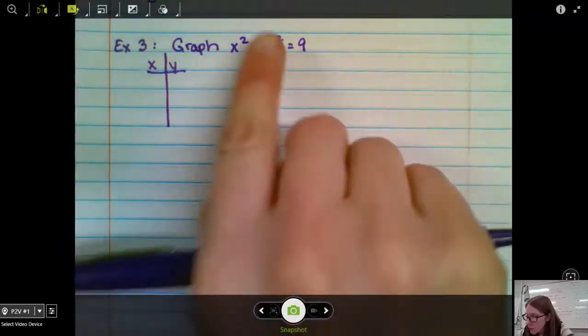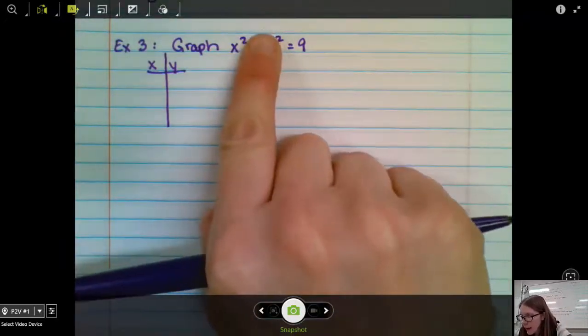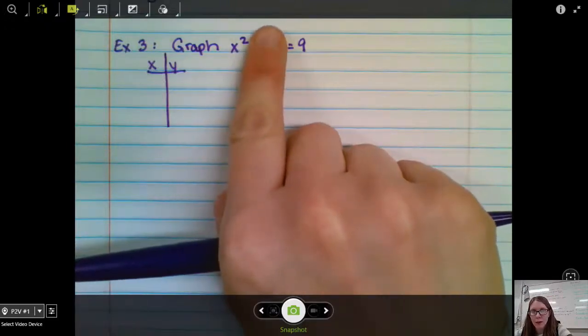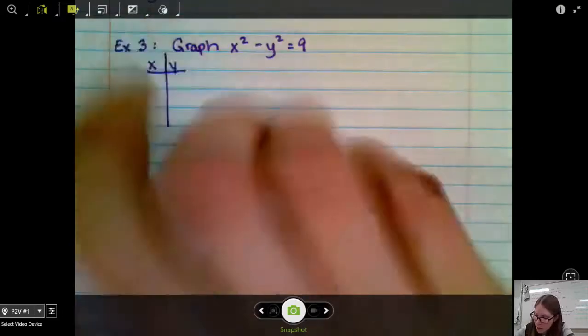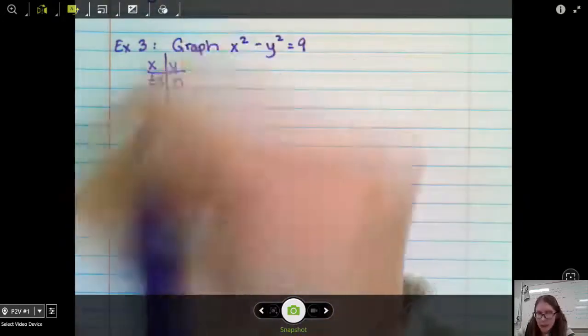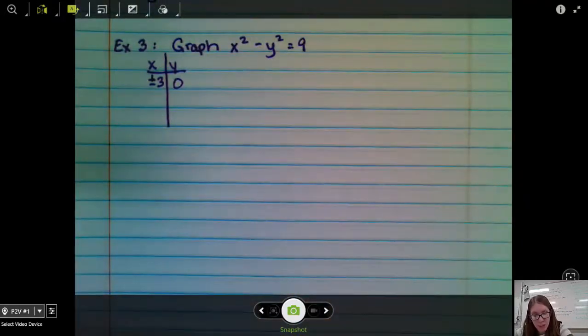If you just cover up one of our variables for a second, x squared minus y squared equals 9. I cover up this part. x squared could equal 9 if x is 3, or if x is negative 3. And if that happens, then y would need to be 0. So plus or minus 3, 0. That works.